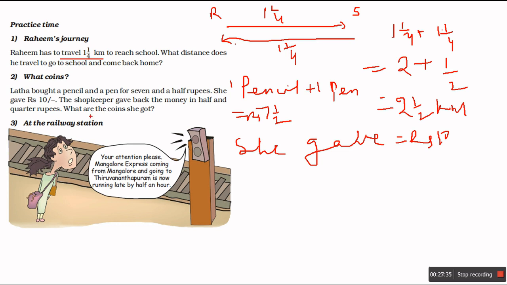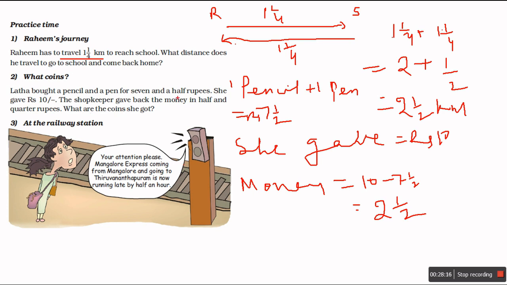So at first, take how much money she will get back. She gave rupees 10 and the pen and pencil cost 7.5, 7 rupees 50 paisa. Okay. So the left amount is 2 rupees 50 paisa, 2.5 rupees. If you give 10 rupees and the pencil and pen cost 7.5, the remaining amount is 2 rupees 50 paisa.